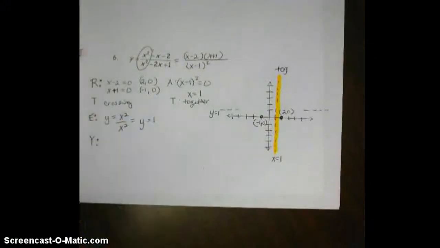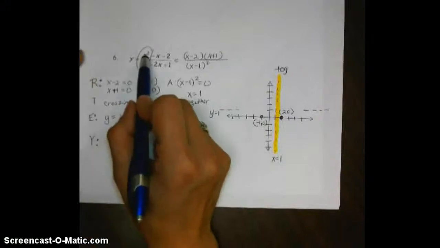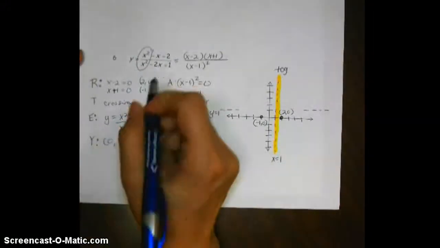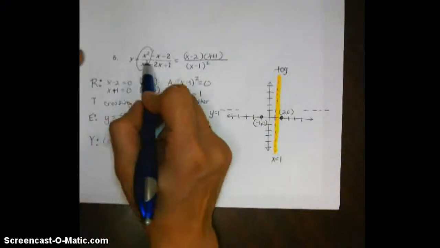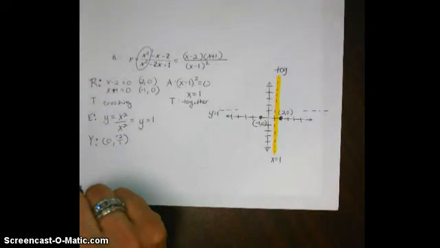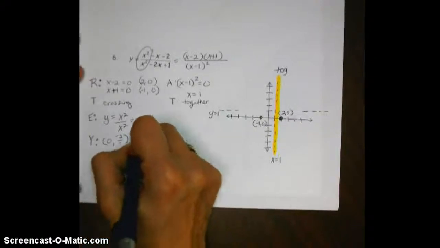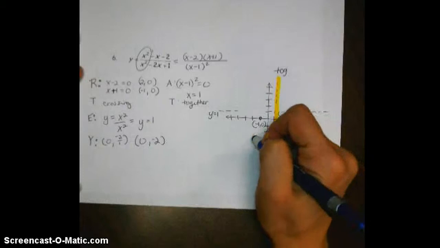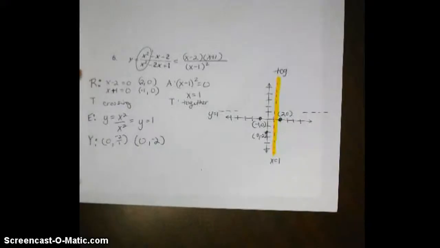Next is y-intercept. Y-intercept is when I substitute in a 0 for all the x's. So 0, 0, I get negative 2 on top, right? And on bottom, I get back 1, which is just negative 2, right? So we go over here and we plot that point, and we label it. All right, so now we have all the pieces of the puzzle together, all laid out for us, and now we just got to make it work.